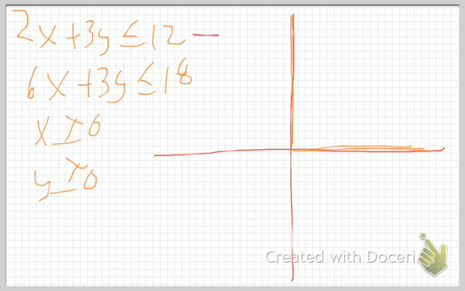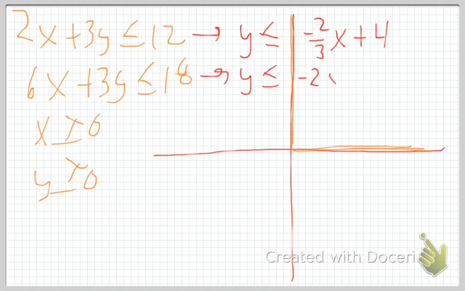If I solve this first equation, this is going to give us Y is less than or equal to negative 2/3 X plus 4. That's our first equation. If we solve this one for Y, we're going to get Y is less than or equal to, and this of course will be negative 2X plus 6. All right, so that's our two equations we're dealing with here.